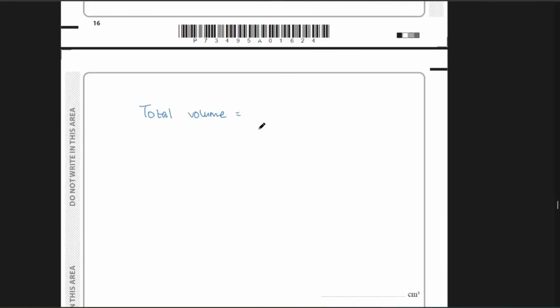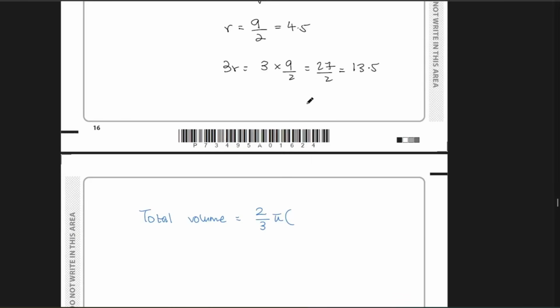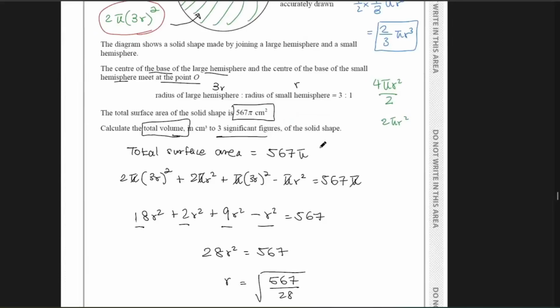Total volume is equal to 2 over 3 pi. The larger hemisphere has a radius of 3r, so we don't need to write 3r anymore. We can just put the value that we obtained for 3r. So 2 over 3 pi 13.5 cubed plus, we'll do the same for the smaller hemisphere, 2 over 3 pi, the radius of the smaller hemisphere, which is 4.5 cubed. This gives us an answer of 1701 pi cm cubed, but we need a decimal answer correct to 3 significant figures.